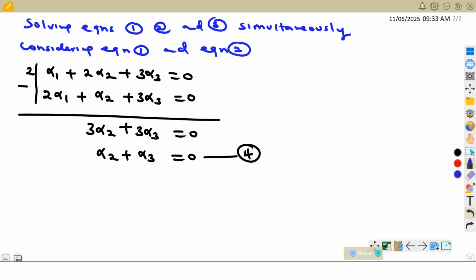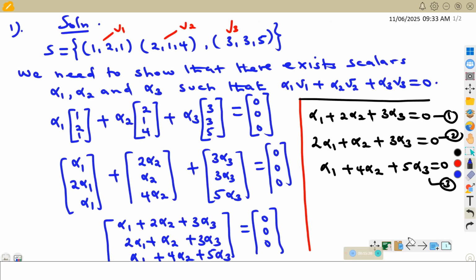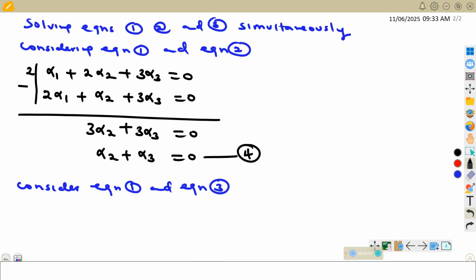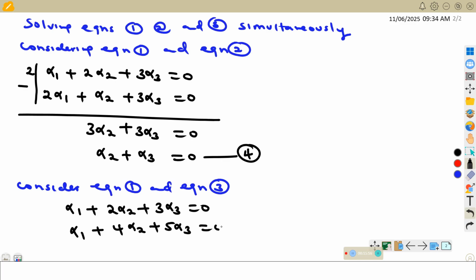So next, let us consider equation 1 and equation number 3. What is equation 1 and what is equation number 3? This is equation 1, this is equation 3. Equation 1 is alpha 1 plus 2 alpha 2 plus 3 alpha 3, which is equal to 0. Equation 3 is alpha 1 plus 4 alpha 2 plus 5 alpha 3, which is equal to 0. So we need to also eliminate alpha 1, and since the coefficients are the same, we shall now subtract.